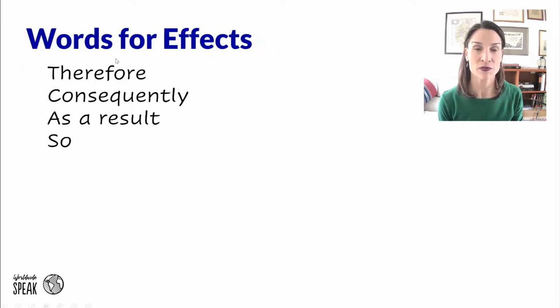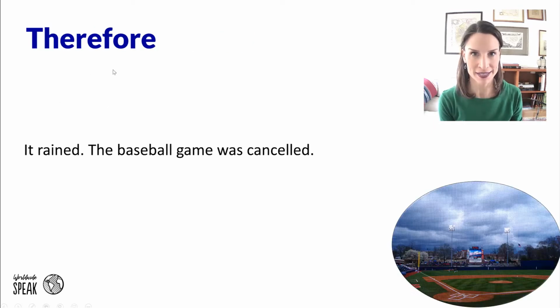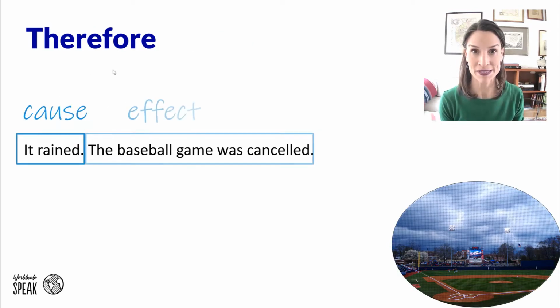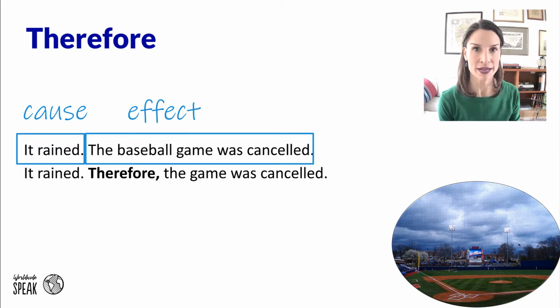Let's look at our words for effects. Here we have therefore, consequently, as a result, and so. And all of them we're going to use in front of our effect. So remember, it rained. This was the cause. The baseball game was canceled. This was the effect or the result. To join these two with the word therefore, I will do it like this. It rained, period.